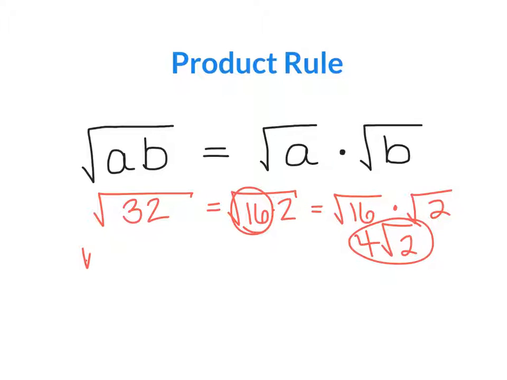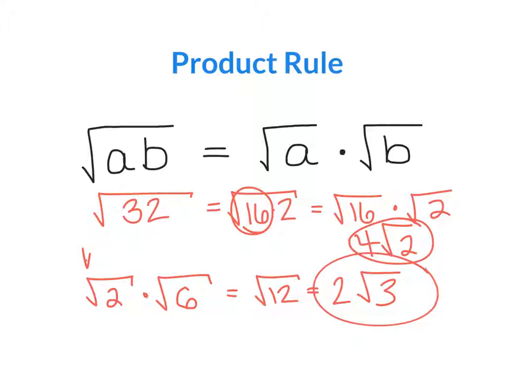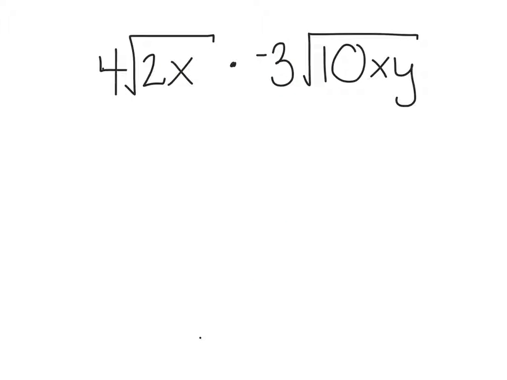It also works the other direction, that if I start with two separate products, such as the square root of 2 times the square root of 6, that's the same as the square root of 12, which I could then further break down into 2 root 3. Okay, don't stress this part too much, but let's see how this applies to radicals with variables.